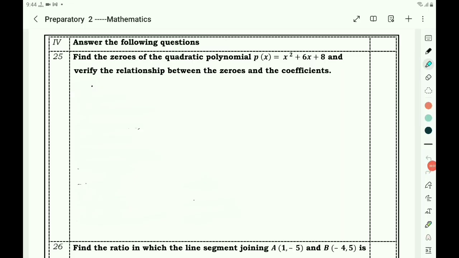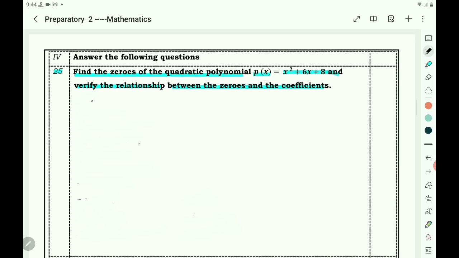Take 3 marks question, question number 25. Find the zeros of the quadratic polynomial p of x equals x square plus 6x plus 8 and verify the relationship between the zeros and the coefficients. Now you take the polynomial, then you write, let x square plus 6x plus 8 equals 0.